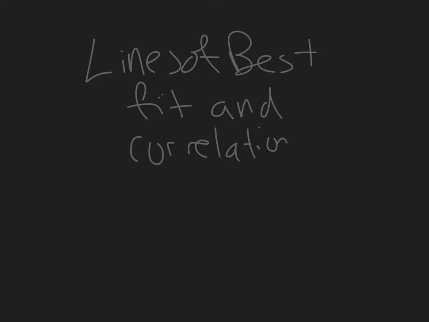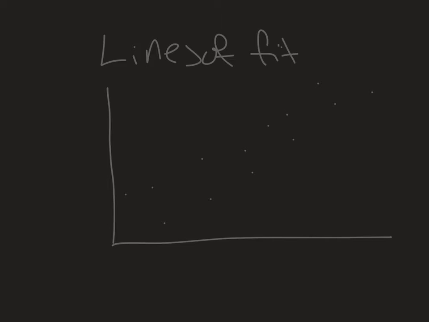In this video, we'll talk about lines of best fit and correlation. So first, let's talk about lines of fit. In a previous lesson, we talked about how things might be associated with one another if we're looking at a scatter plot. So if we're looking at this scatter plot, a line of fit would be, if I'm going to fit a line to this data, what would the best option be?